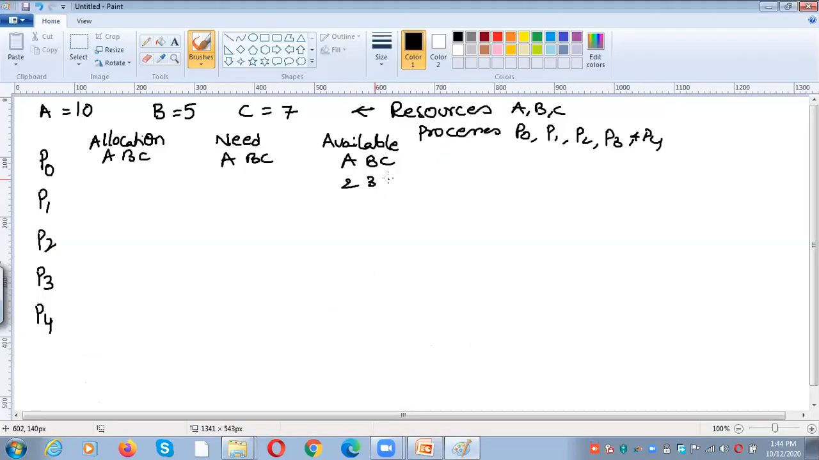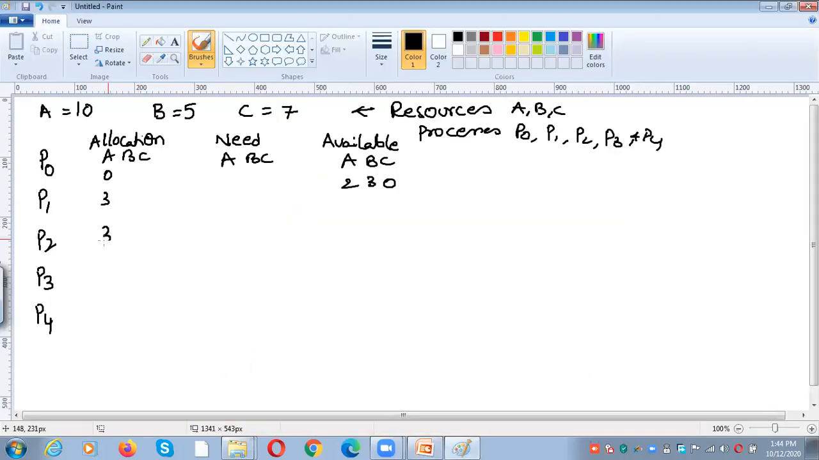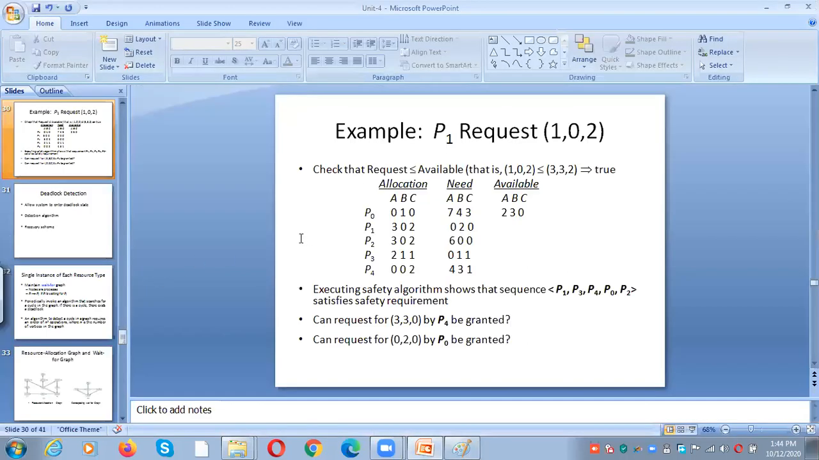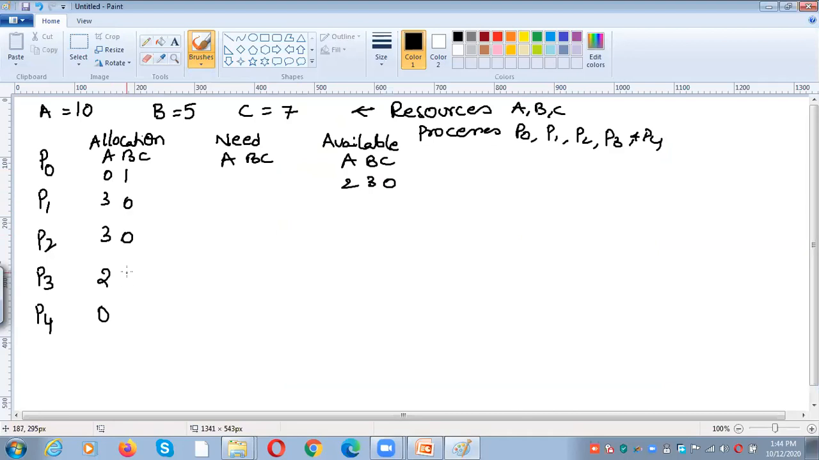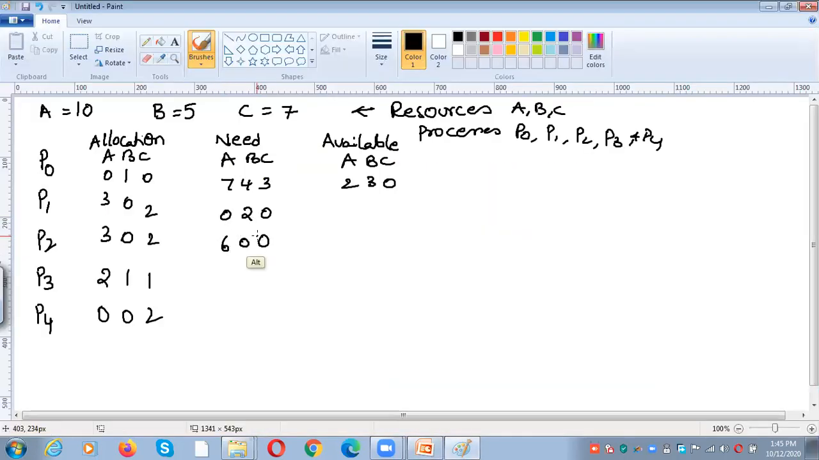Two three zero, and then 0 3 3 2 0, 1 0 0 1 0, and then 0 2 2 1 2, and then the need: 7 4 3, 0 2 0, 6 0 0, 0 1 1, and 4 3 1. So this is the problem given to you, right?